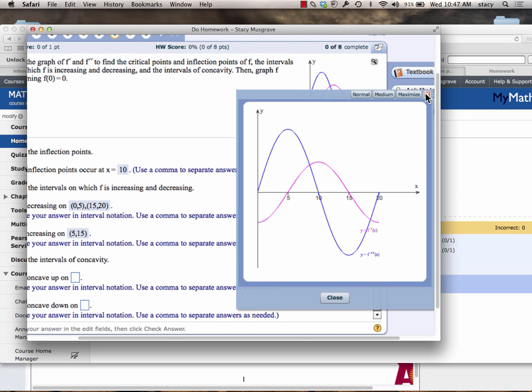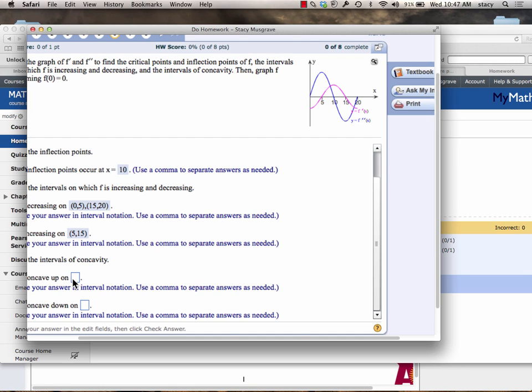So if I come over here, concave up was 0 to 10, and then concave down was 10 to 20.